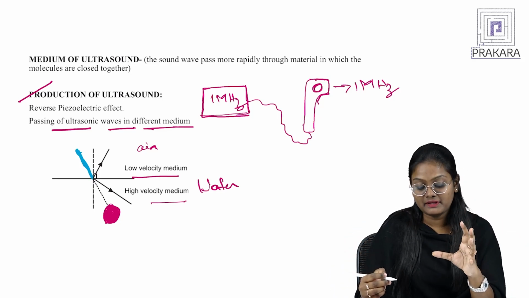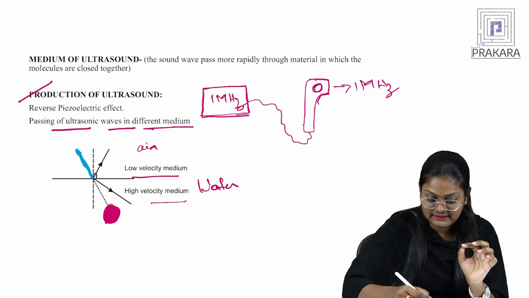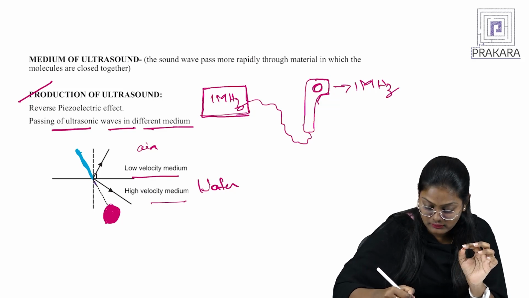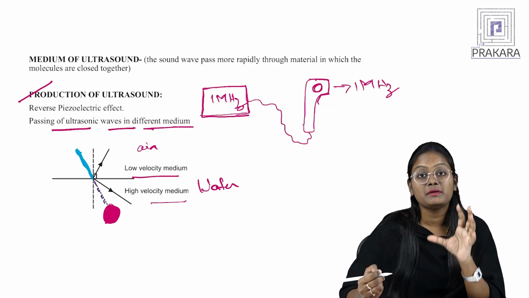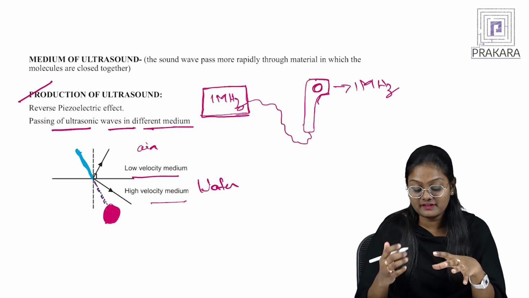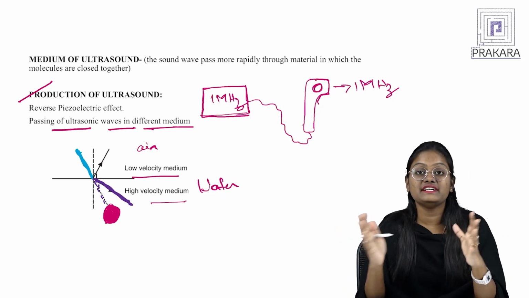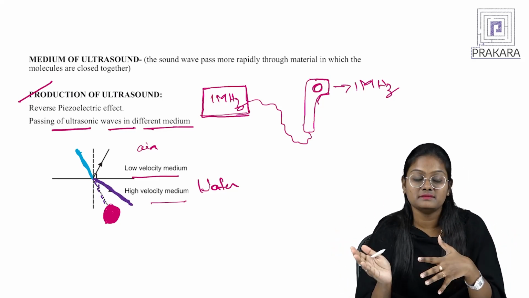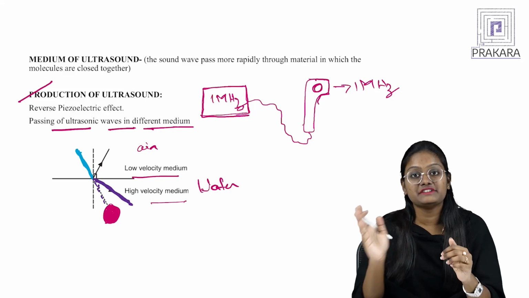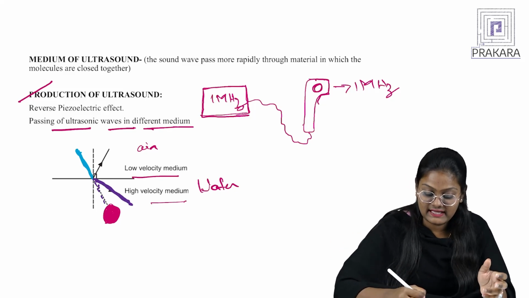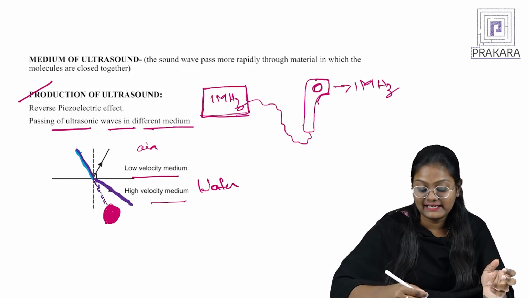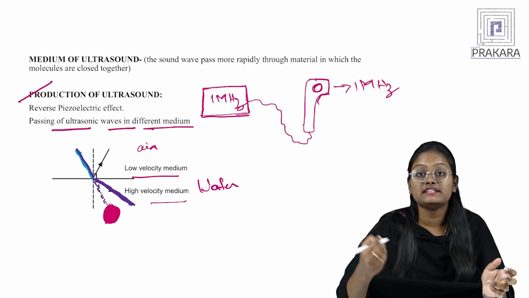So what actually is happening here? When I am placing it here, the waves are supposed to come like this. But because of the difference in the mediums, the waves will come in a different area. Okay, the waves are getting deflected. See, this is the angle of inclination over here and this is the angle of deflection.